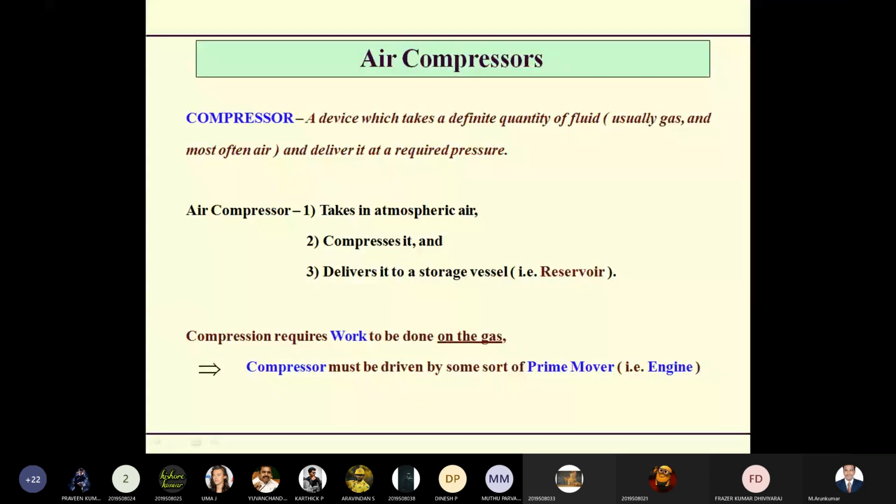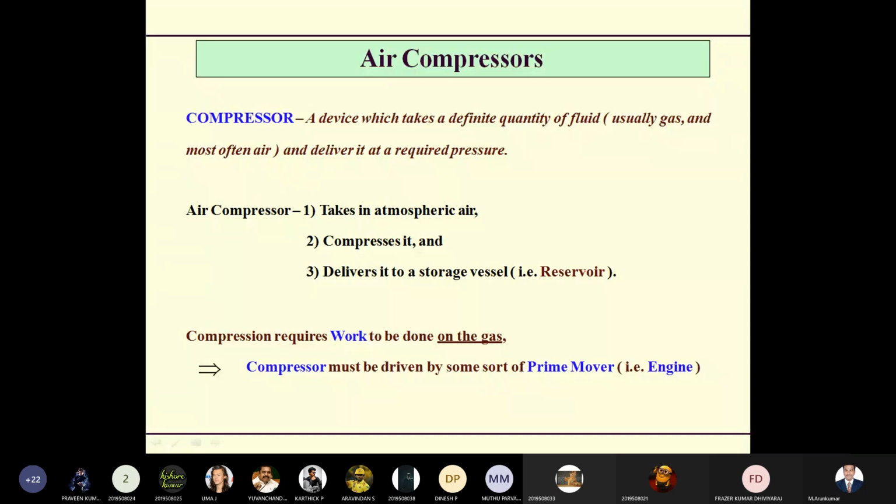Right. So this is the introduction about the compressor. We can go quickly through the air compressor. The air compressor is a device which takes a definite quantity of a fluid, usually gas, and mostly air, and delivers it at a required pressure. This is the exact definition of a compressor. The air compressor takes atmospheric air, compresses it, then delivers it to the storage vessel, that is the receiver. Compression requires work to be done on this gas.